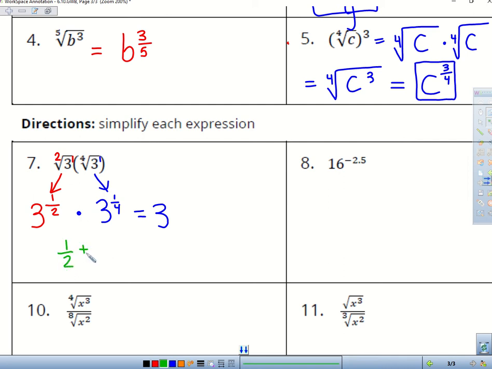So we got to add these together. Anyone know what 1/2 plus 1/4 is? 3/4. And if you need to, that one's easy to do in your head, but if you need to, you can use a common denominator. Now we got to convert this back into root form. So what's the root going to look like? 4 and 3 to the third, which is really the fourth root of what? 27.